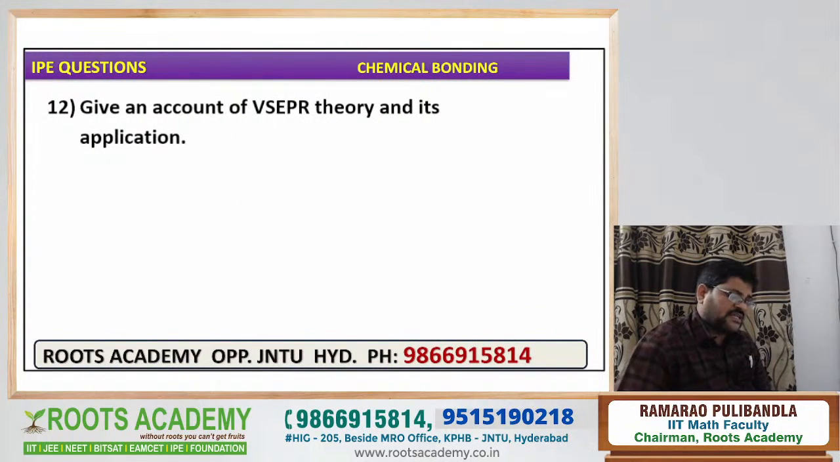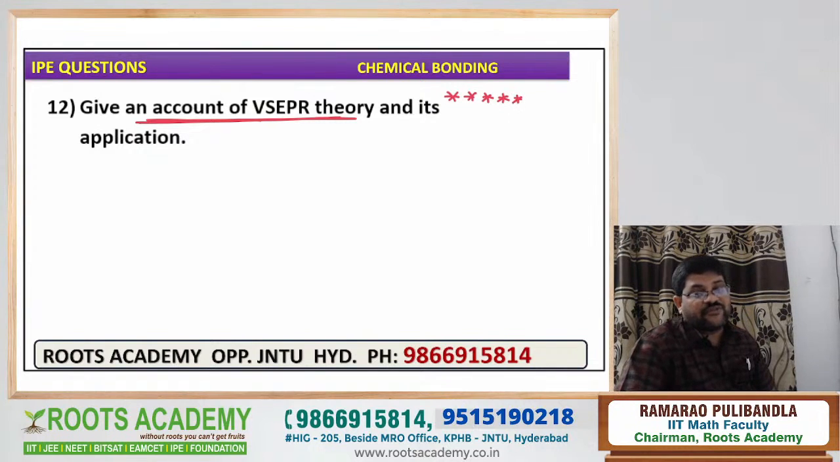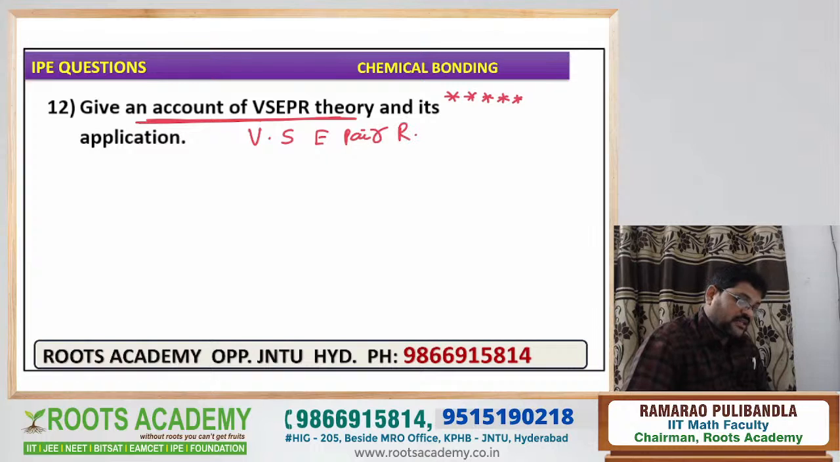And now one of the excellent bits starts. Give an account of what? VSEPR theory. Without this question, there is no exam paper. It is surely given. Even if this question is not given, definitely one objective theory question is given. What is VSEPR theory? Valence shell electron pair repulsion theory.